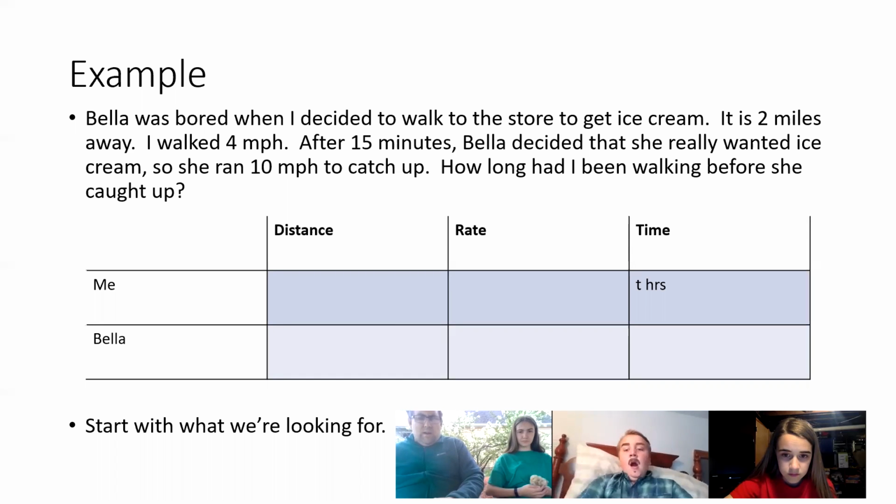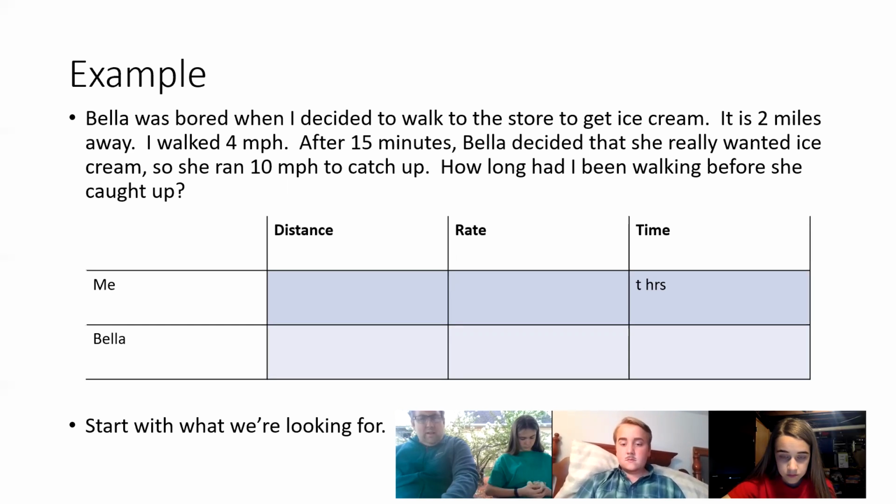So first of all, write in your table the variable of what you're looking for. So in this case, it's how long had I been walking before she caught up. So it's the time for me. So write T there. I put hours just to keep the units the same. You really only have to write the T there, okay? So that's the first step. We're filling in all 6 boxes. That's how you start these problems. Write the 6 boxes and then fill them in.